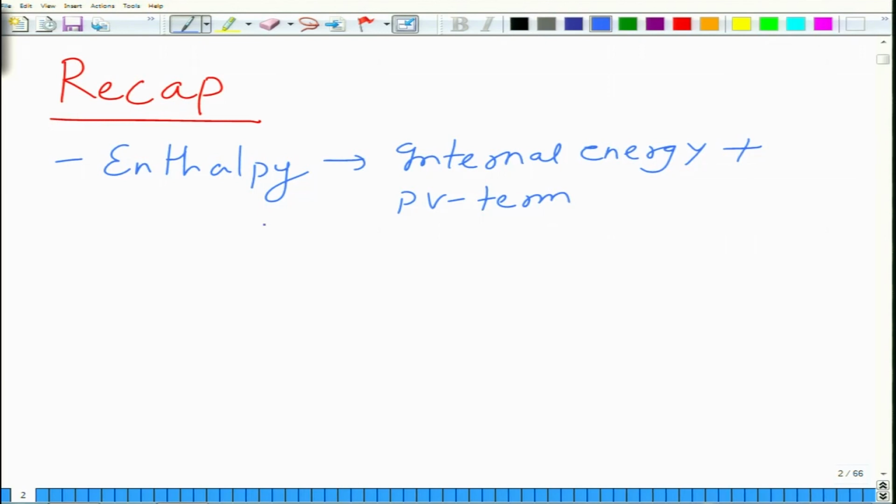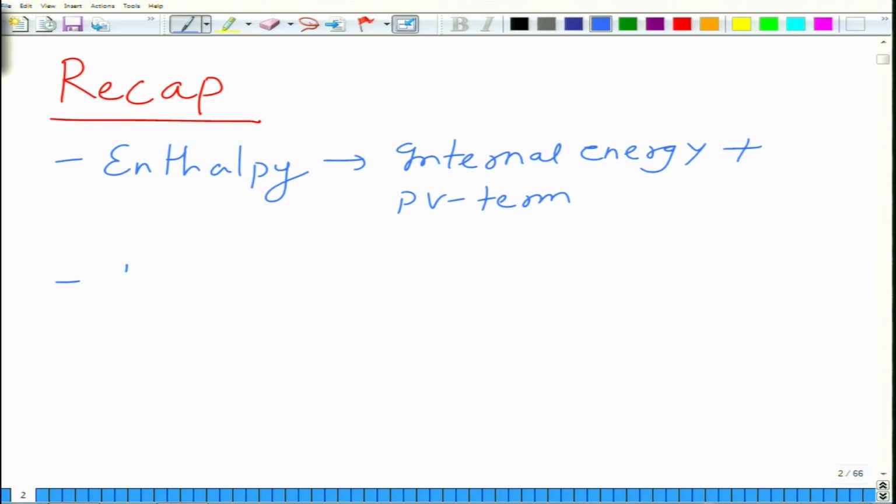and this enthalpy is basically the heat content of the materials. The enthalpy of liquids is higher than that of solids, and the enthalpy of gases is higher than that of liquids. And then we talked about free energy, which is nothing but G is equal to H minus TS, where S is the entropy. Entropy is a measure of randomness in the system.